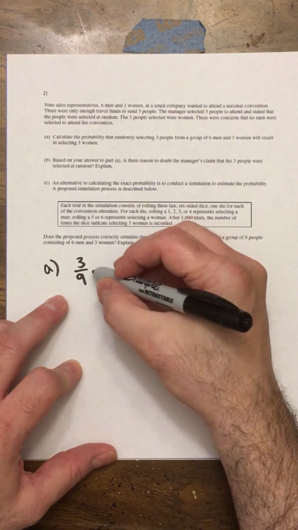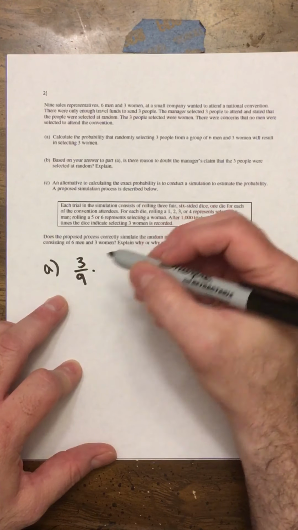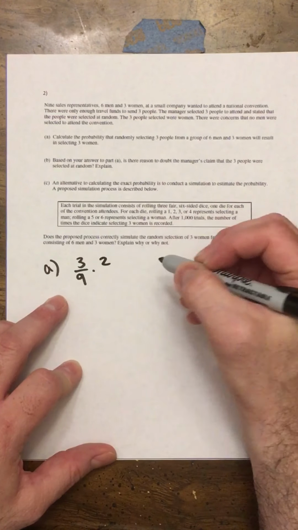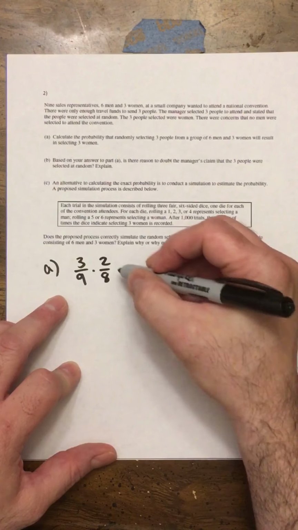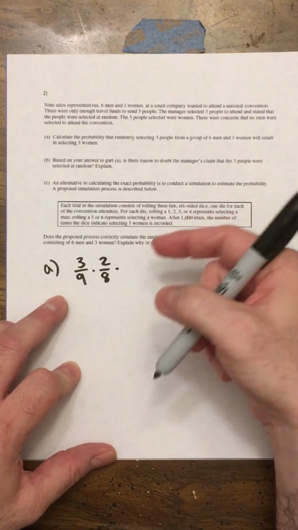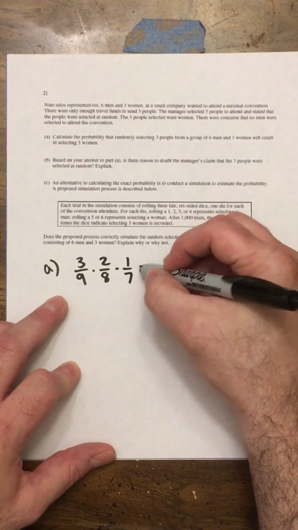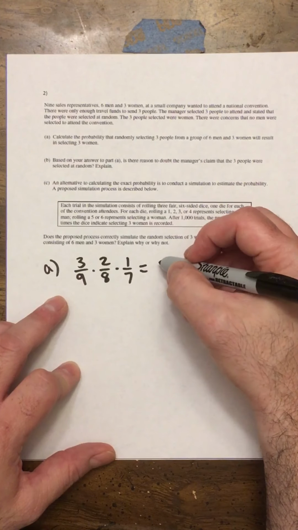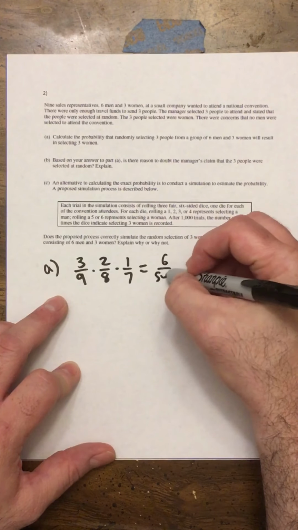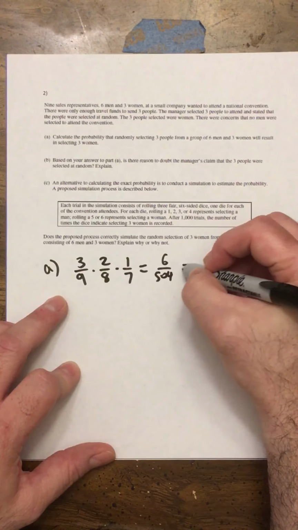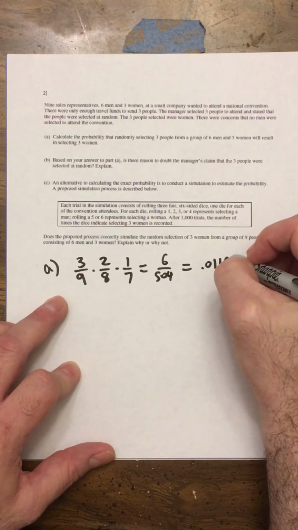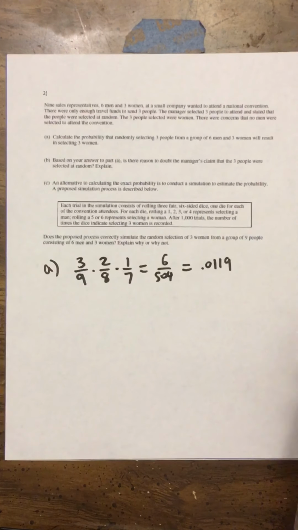Once we've selected a woman, then the chance of picking the next person being a woman, since there's only 2 women left, would be 2 out of 8. And then the probability of picking the third person as being a woman, since there's only 1 woman left, would be 1 out of 7. If we multiply this out, we get 6 out of 504, which is 0.0119, about 1%, maybe slightly more than 1%.